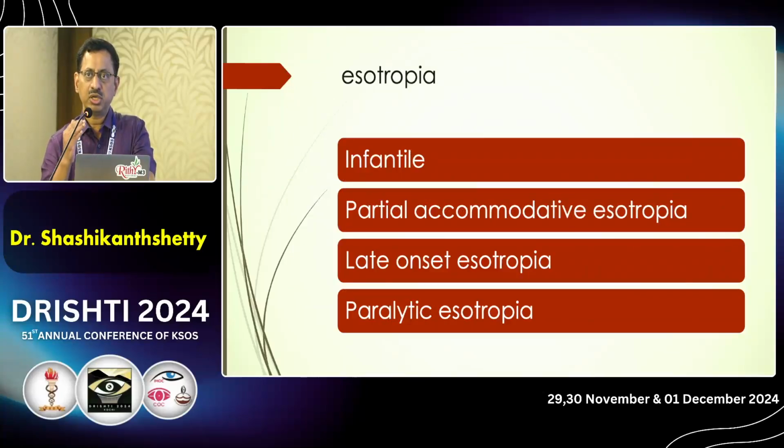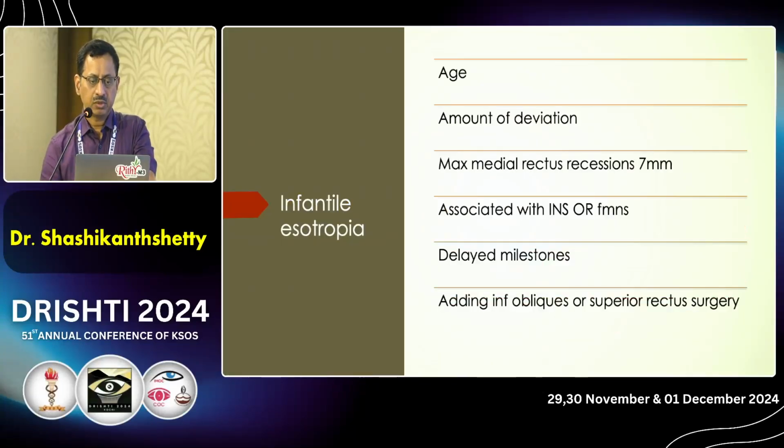So I'll be talking on esotropia: infantile esotropia, partial accommodative esotropia, late onset and paralytic esotropia. In infantile esotropia, what is the age? Patients might ask you, when is the best time to operate this child? As one of the speakers has told, inferior oblique overaction may develop over a period of time after the age of 1 year. So we prefer to operate them by age of 1 year if you are able to measure the deviation. Even dissociated vertical deviation can develop later on after you operate the infantile esotropia.